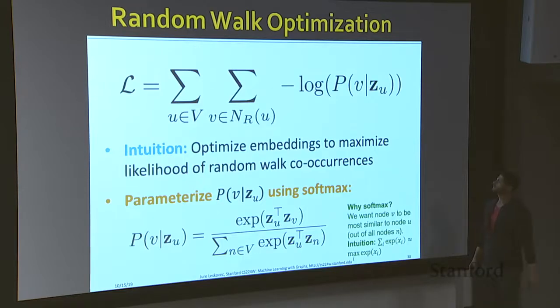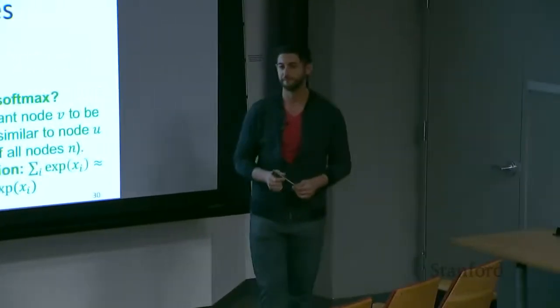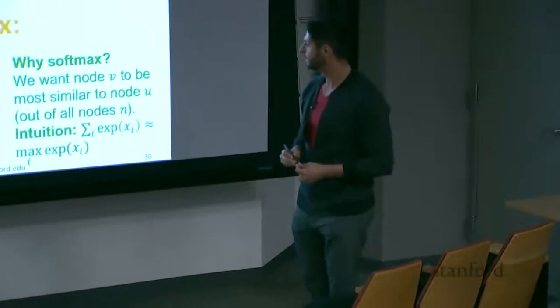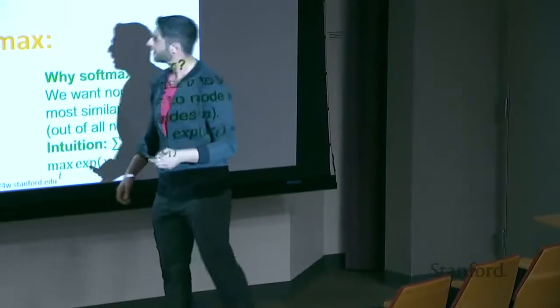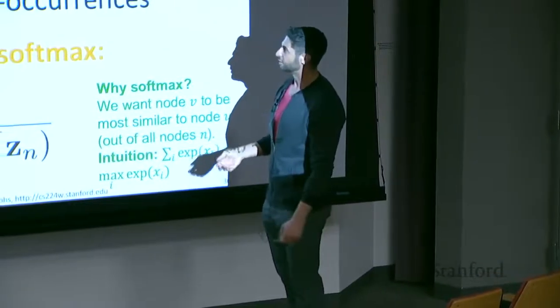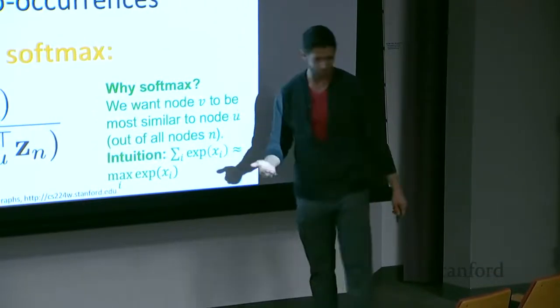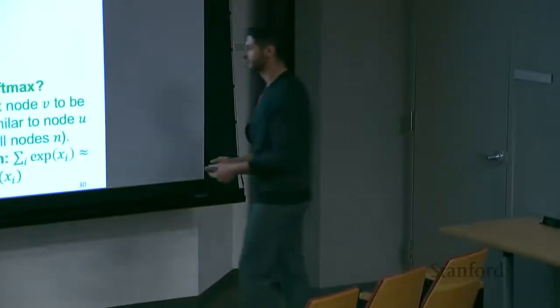Now, who can see an issue here in terms of efficiency? Yeah? Summing over all the vertices. Exactly. Great. The problem here is that we once again have a quadratic explosion, which we never want with computers.